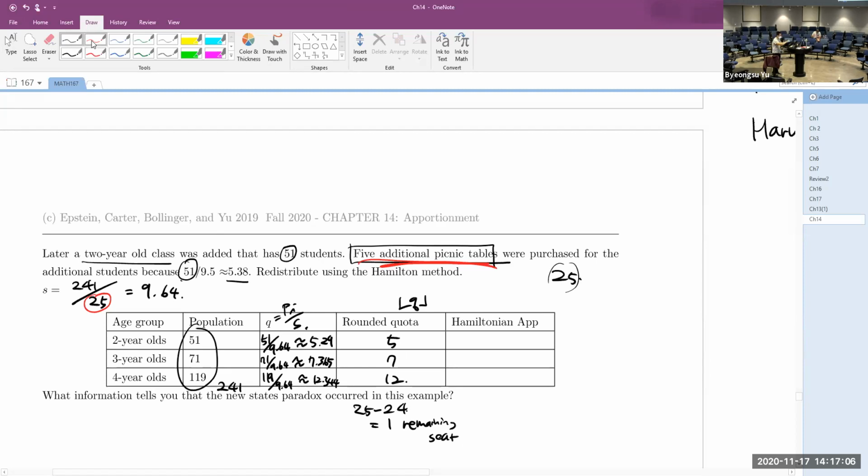So in this case, just pick the group with the biggest decimal part. And here, the biggest decimal part came from the 3 year olds. So we will add one table to the 3 year olds. So the final division should be 5, 8, 12 for each group, right?